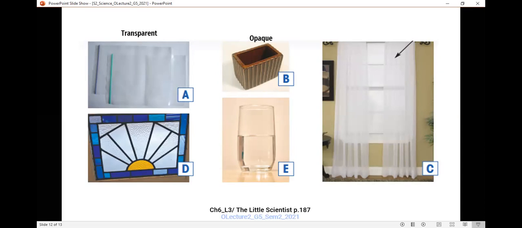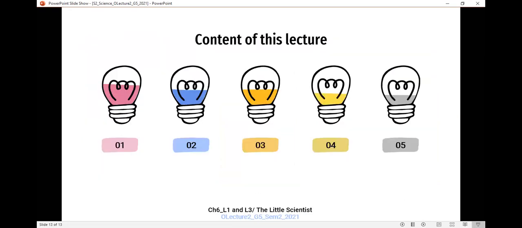C. You're standing behind the curtain. Will I have a clear image? Will I have an unclear image? Translucent. It gives an unclear image of what's behind. D. Translucent too, so we will have an unclear image of what's behind. Cup of water? Transparent.